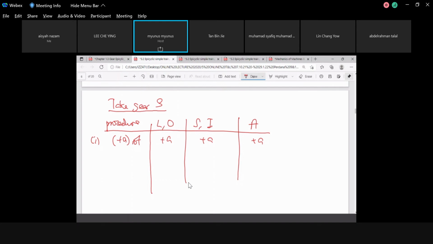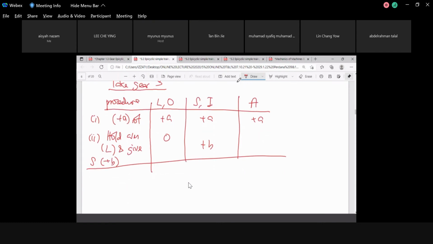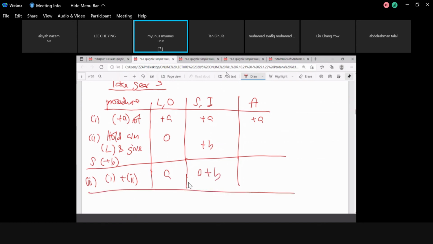Okay, now, number two, hold arm. Which arm? L. Hold arm is zero and give S plus B. S plus B. This one is number three. One plus. Okay, this one is A. This one A plus B. Already calculated. Only one unknown, isn't it?